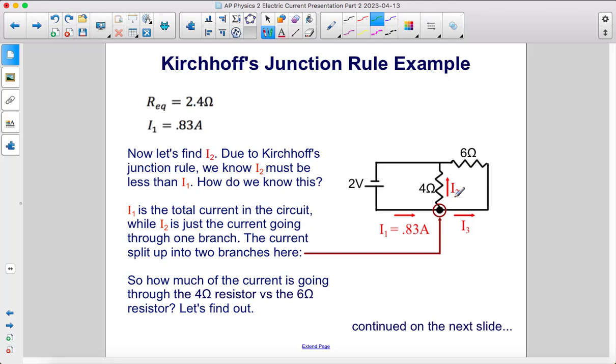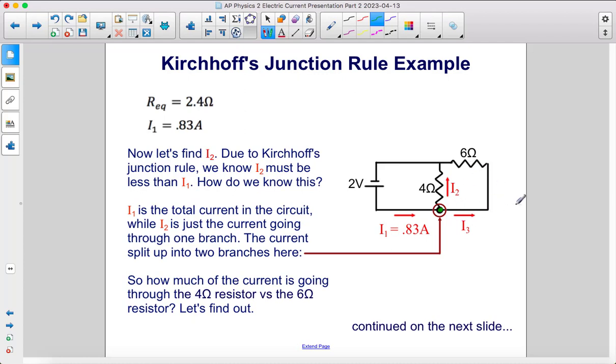Now let's find I2, the current going up this branch. Due to Kirchhoff's junction rule, we know that I2 must be less than I1. How do we know this? Well, I1 is the total current in the circuit, while I2 is just the current going through one branch. The current splits up into two branches right here at this junction. So how much of the current is going through the 4 ohm resistor versus the 6 ohm resistor, and that would be I3 going this way?